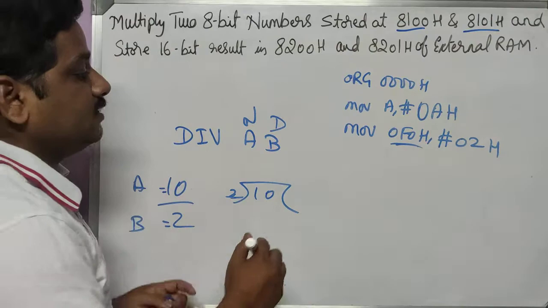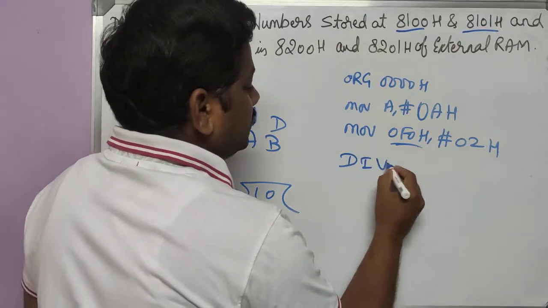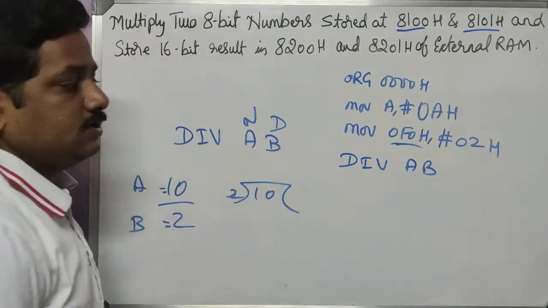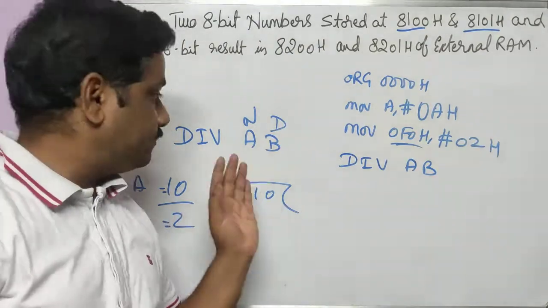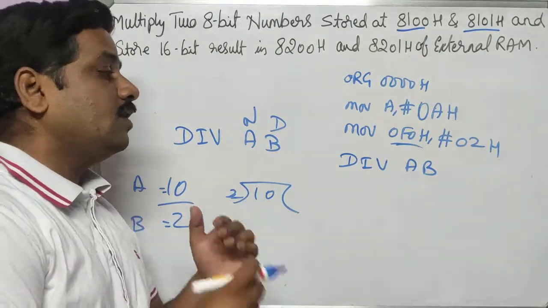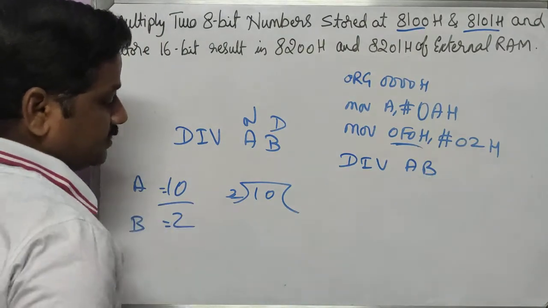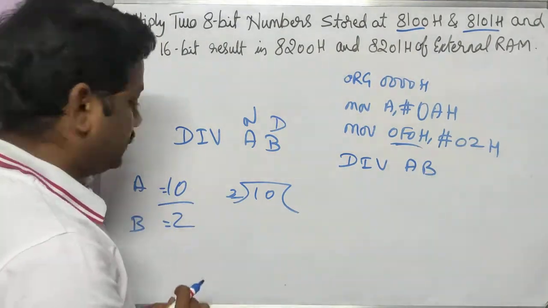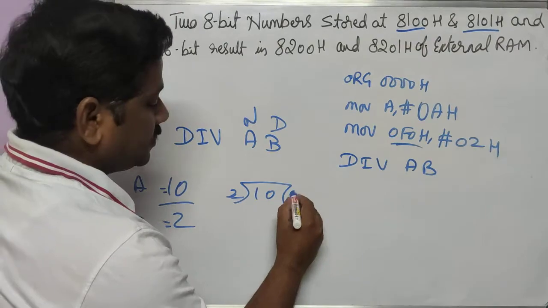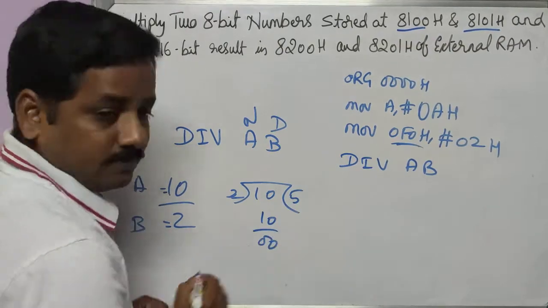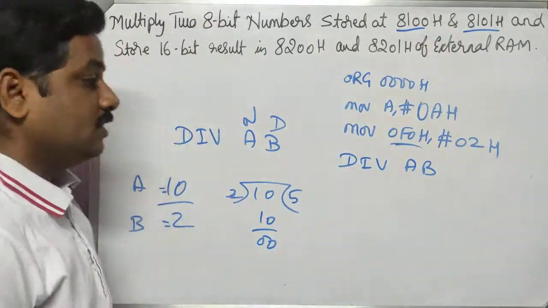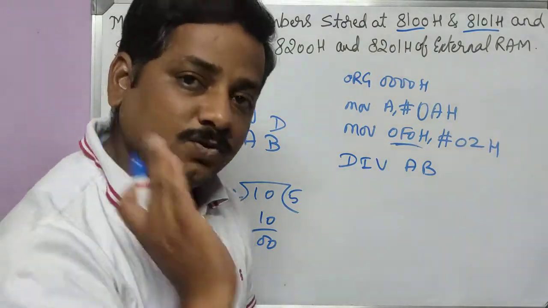Okay. So after this you apply division: DIV AB. For giving input also you need to be careful. Now after division, let's see what's going to happen. After DIV AB it will divide it like this: 10 divided by 2. 2 5s are 10. Remainder is 0. Once we execute this, the result will be stored in A and B only.